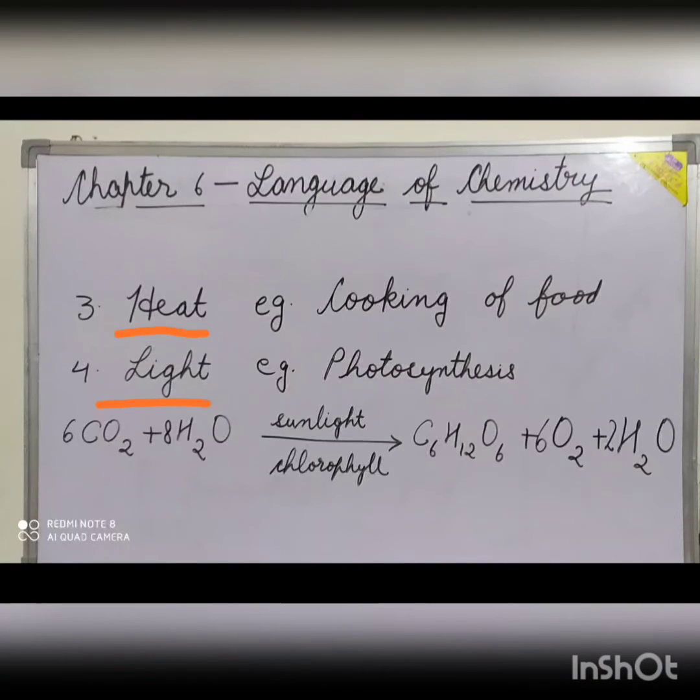In this, carbon dioxide reacts with water in the presence of sunlight and chlorophyll to form glucose, oxygen and water. It cannot take place without the presence of sunlight. That is why the photosynthesis reaction takes place during the daytime. The reactions that take place in the presence of light are also called photochemical reactions.